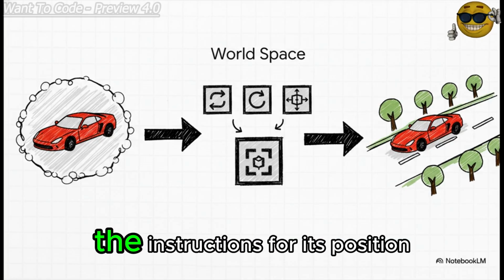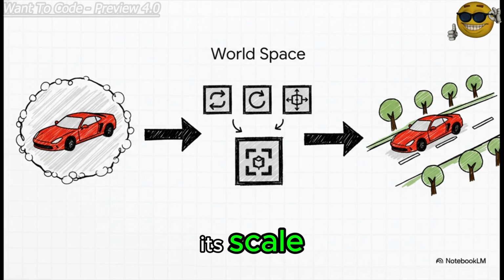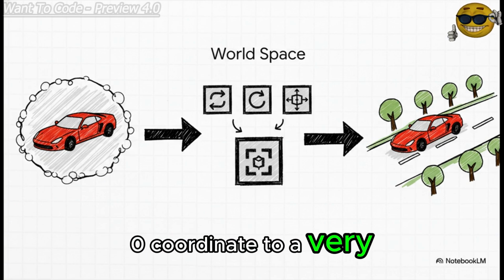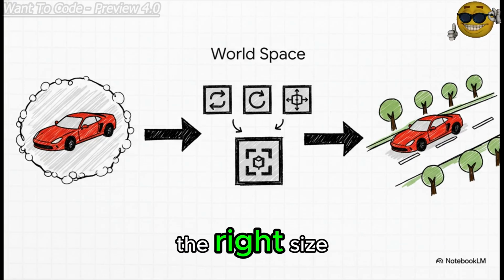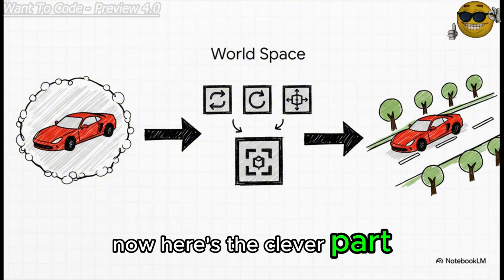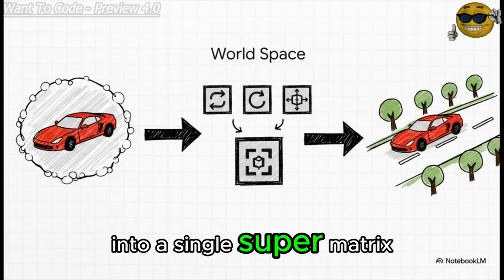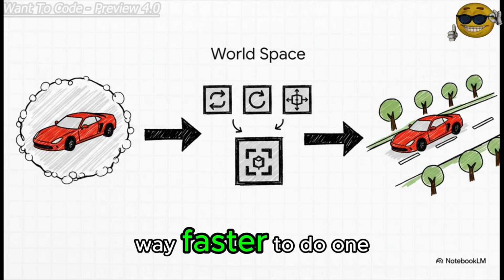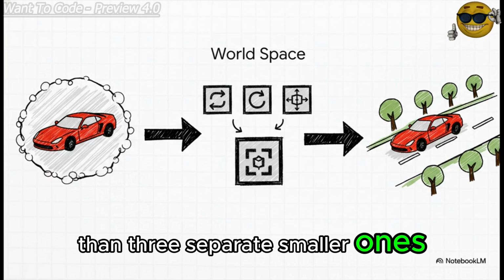So one matrix has the instructions for its position, another one for its rotation, and a third one for its scale. Our car model gets moved from its private little 0, 0, 0 coordinate to a very specific spot on a street, it gets rotated to face the right way, and it gets scaled to the right size. Now here's the clever part. For maximum speed, the computer combines all of those instructions into a single super matrix. It's way, way faster to do one big calculation on every vertex than 3 separate smaller ones.